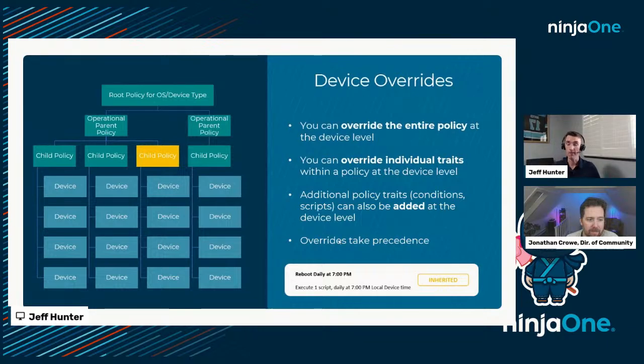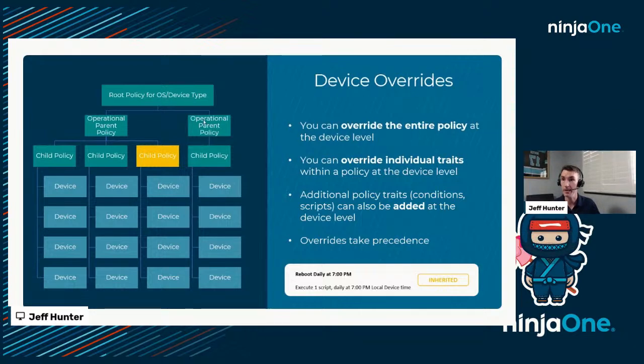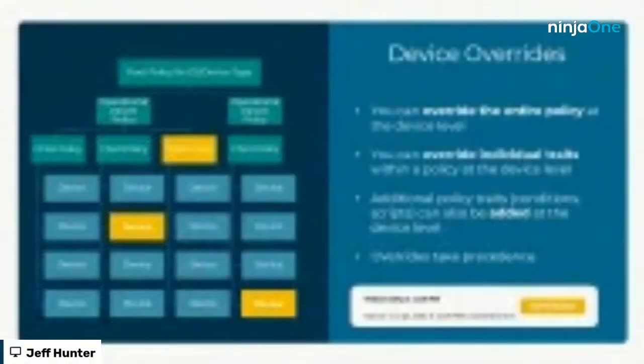And keep in mind that overrides take precedence the closer to the device that they are. So if you have one override in the root policy, another override for that same line item in an operational parent policy, and then another one in the child policy, and then finally you make an override at perhaps the device level, like we are right here, whatever is closest to the device is going to take precedence over whatever is upstream from the device.